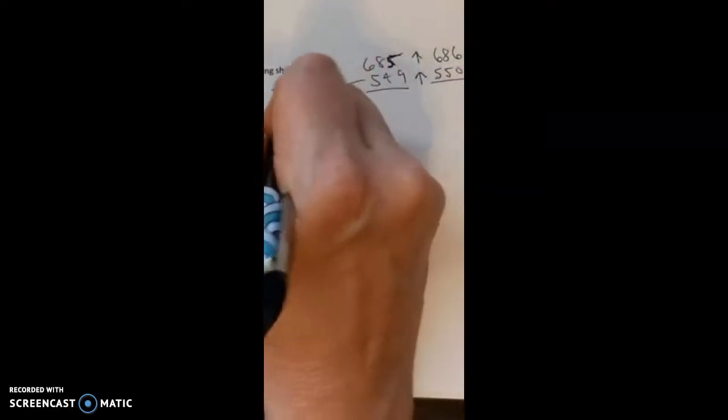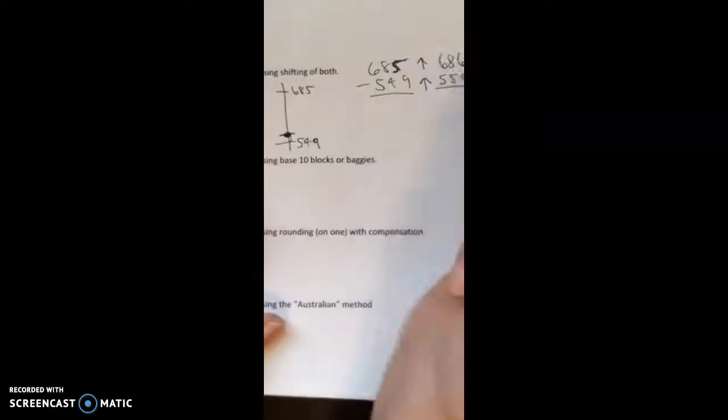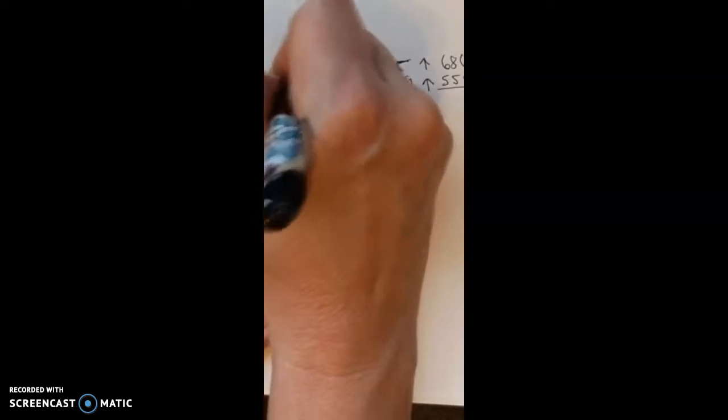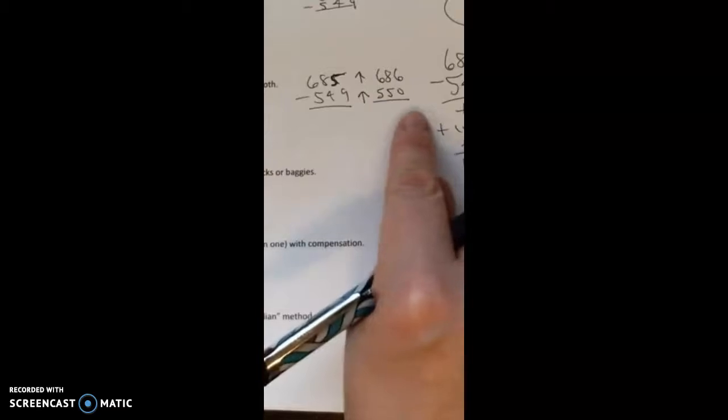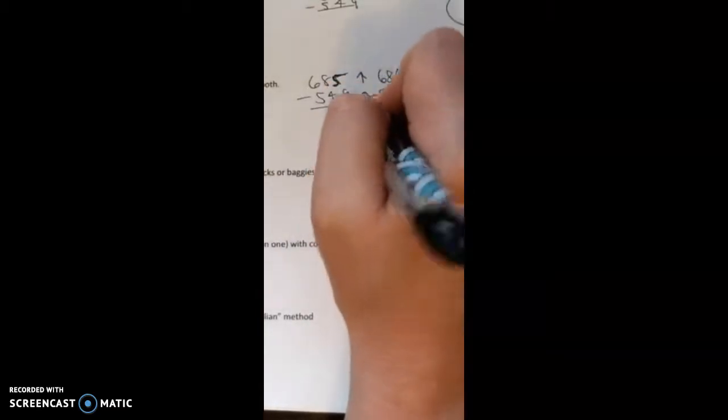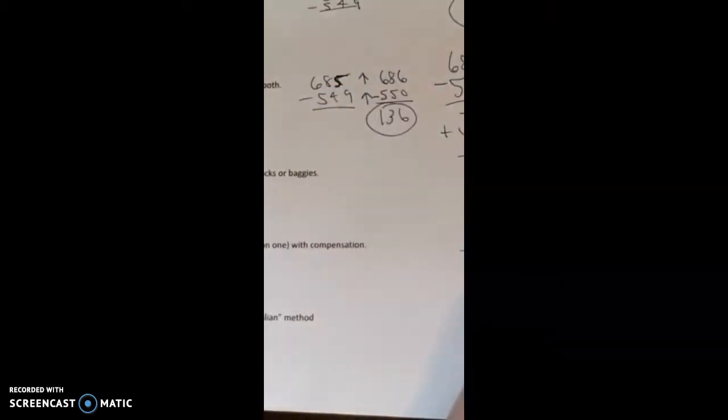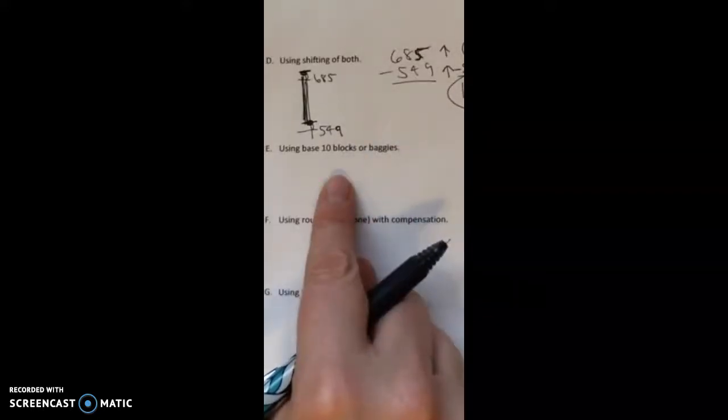So I'm moving this point up 1 and I'm moving my other point up 1. So the distance between those two numbers has not changed. I've changed the numbers, but I haven't changed the distance. So now I can subtract and I get 136. That's called shifting both.